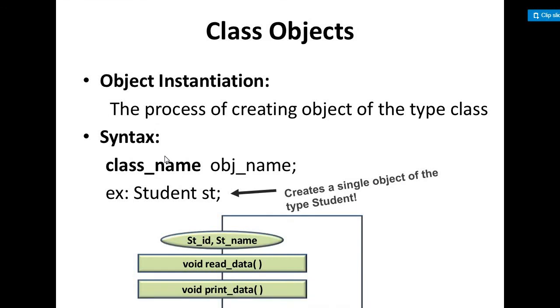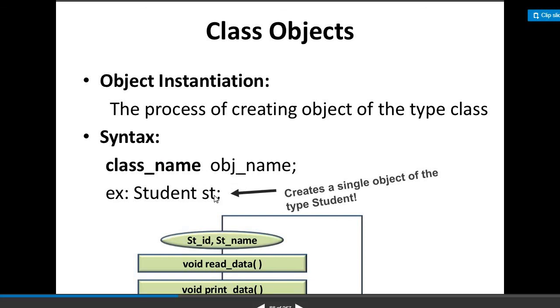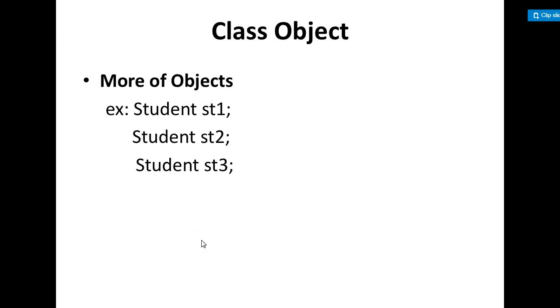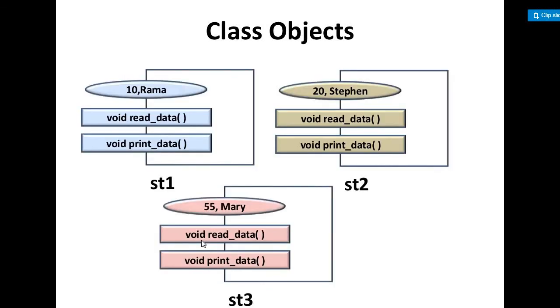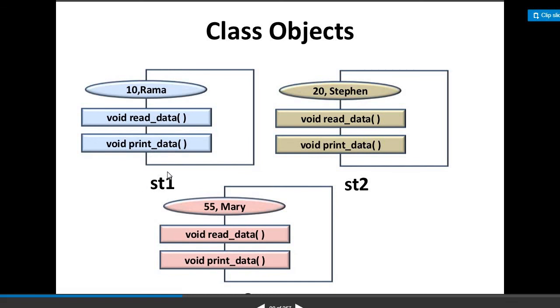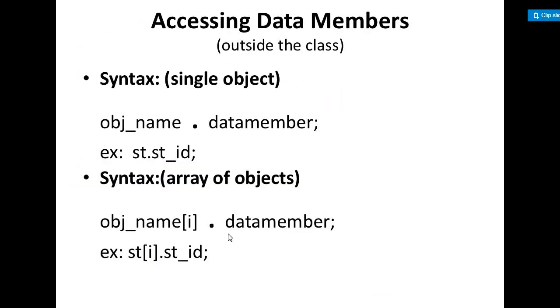Class objects, instancing: the process of creating an object of the type. Syntax: class name, then object name. So student st. You can create three objects: student st1, st2, st3. So the class objects you see: student 1, student 2, and student 3, three objects. This is object 1, this is object 2, this is object 3. So in this way.